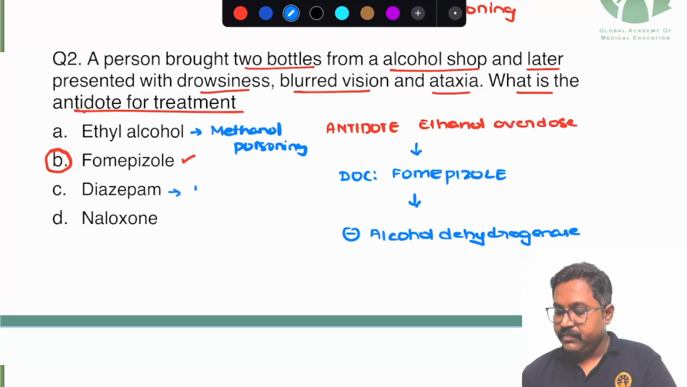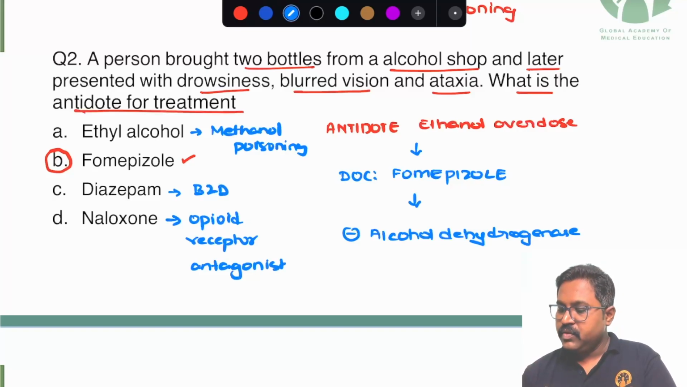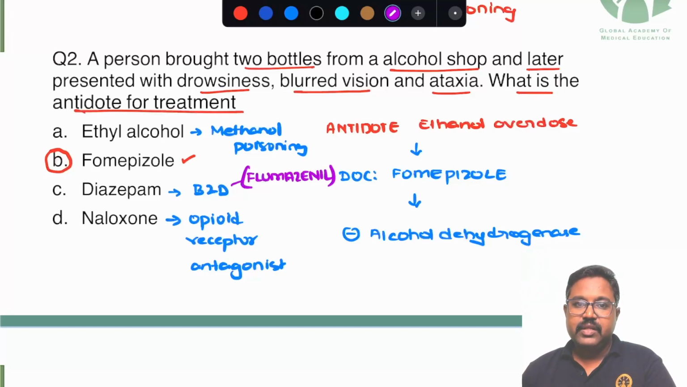So diazepam is a benzodiazepine, and naloxone will be your opioid receptor antagonist. So what will be the antidote for the benzodiazepine overdose? The antidote will be your flumazenil. Flumazenil will be the antidote for the benzodiazepine overdose. Is that clear? Okay, fine.